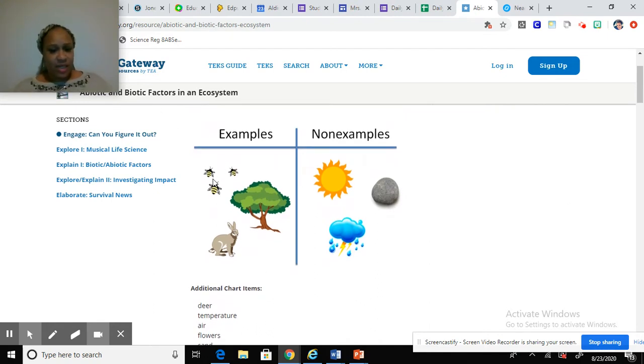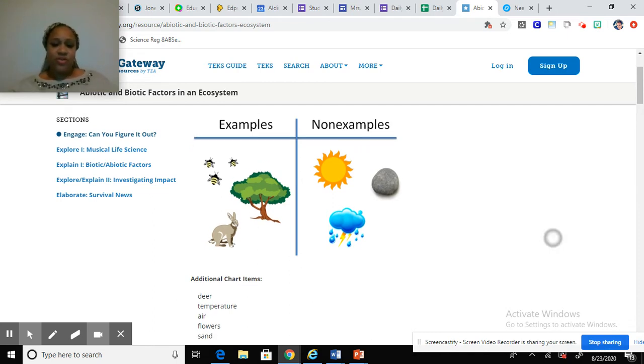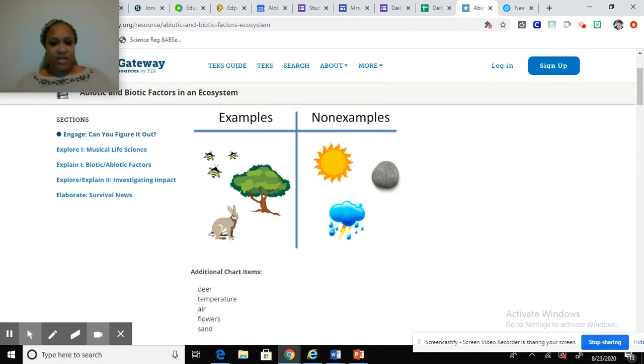I see we have bees, a tree, we have a rabbit under examples. Then here, under non-examples, I see we have the sun, we have rock, and we have rain. Okay, so by now, I'm sure you all can realize that this side would be your biotic factors. Non-examples, they're representing abiotic factors. So now what we're going to do together, we're going to put those additional chart items where they belong.